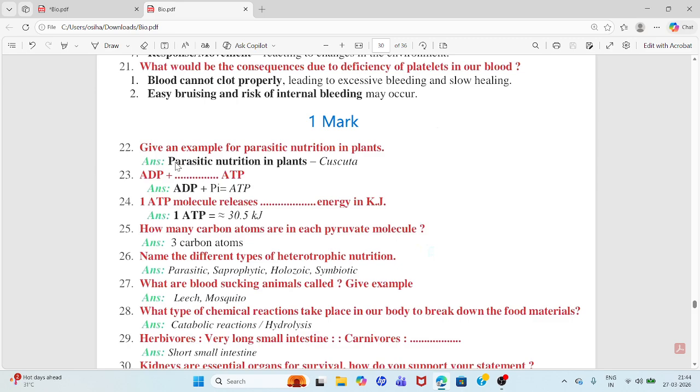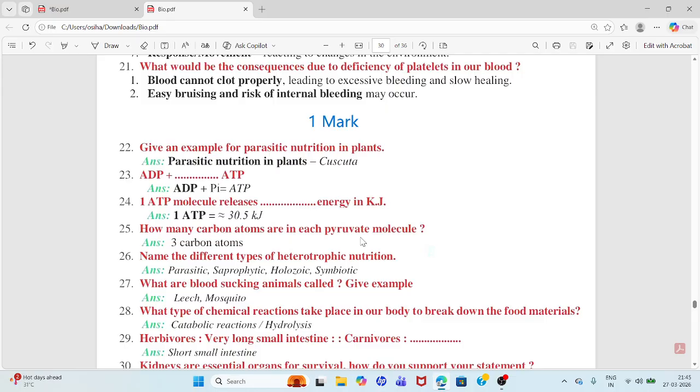1 mark questions. Give an example for parasitic nutrition in plants. Cuscuta. ADP plus Pi is equal to ATP. One ATP molecule releases energy in kJ. One ATP is similar to 30.5 kJ.